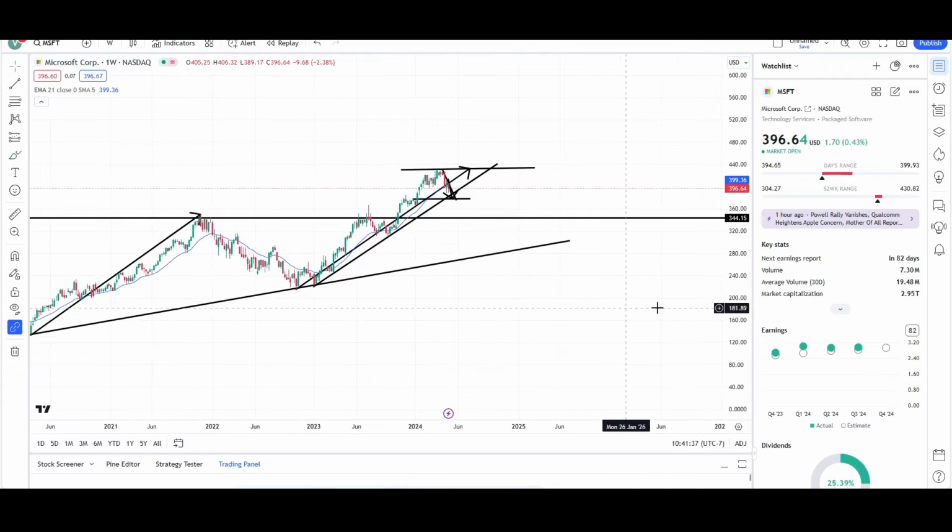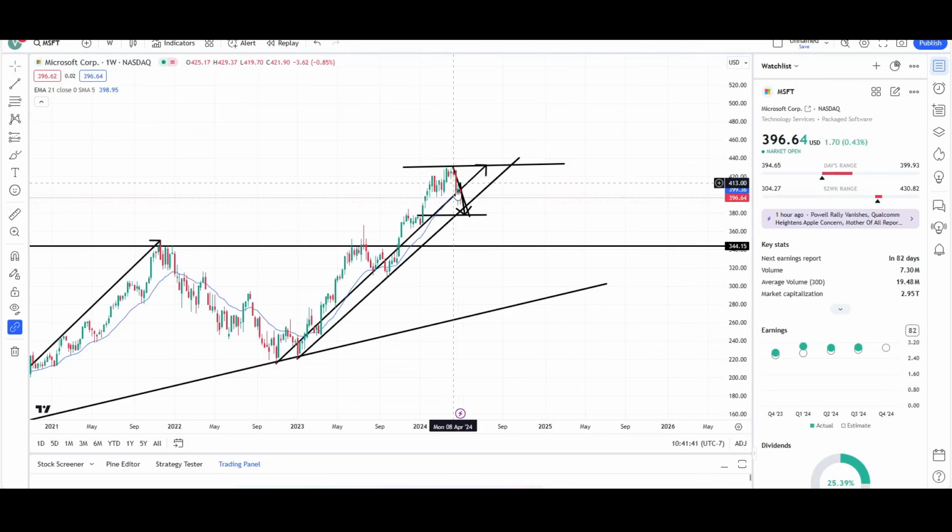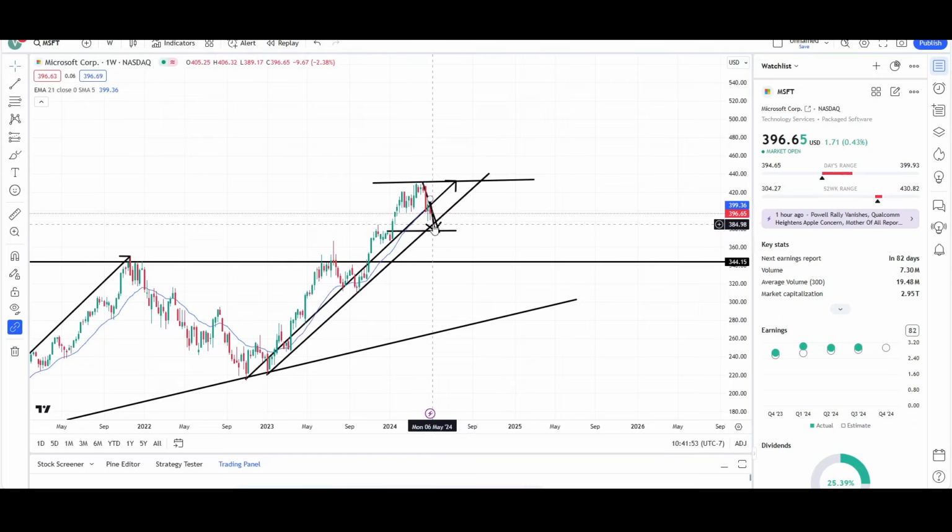But either way, just to summarize the video, short-term bearish to neutral, long-term still bullish. And again, I would be looking for somewhere around the mid 370s. If it breaks down lower, I would say the next supports are right around the 344. And there's a good chance either one of these levels can hold. Most likely the first one.